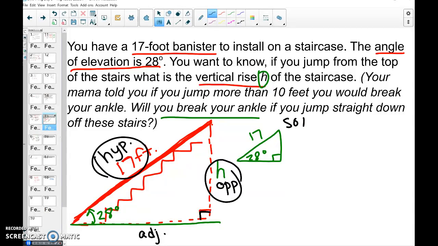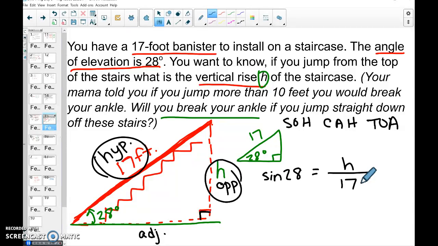Remember your SOHCAHTOA. Opposite hypotenuse means we have to use sine. So sine of 28 degrees equals opposite over hypotenuse. Opposite is h this time, and hypotenuse is 17. That's the banister. Really, that's the hardest part, is figuring out where the heck these numbers go in the picture, because once you have that, you're back to the triangles that you were just solving 10 billion times.